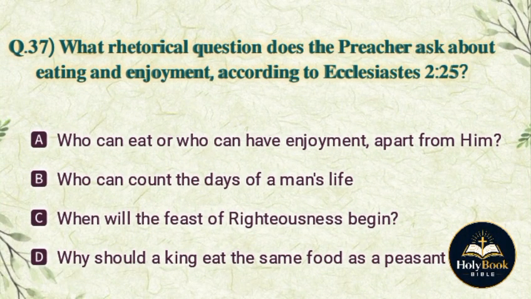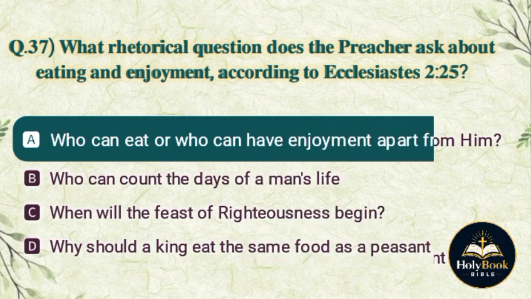Question: What rhetorical question does the preacher ask about eating and enjoyment, according to Ecclesiastes Chapter 2, verse 25? Options: A. Who can eat or who can have enjoyment, apart from him? B. Who can count the days of a man's life? C. When will the feast of righteousness begin? D. Why should a king eat the same food as a peasant? The correct answer is option A. Who can eat or who can have enjoyment, apart from him.